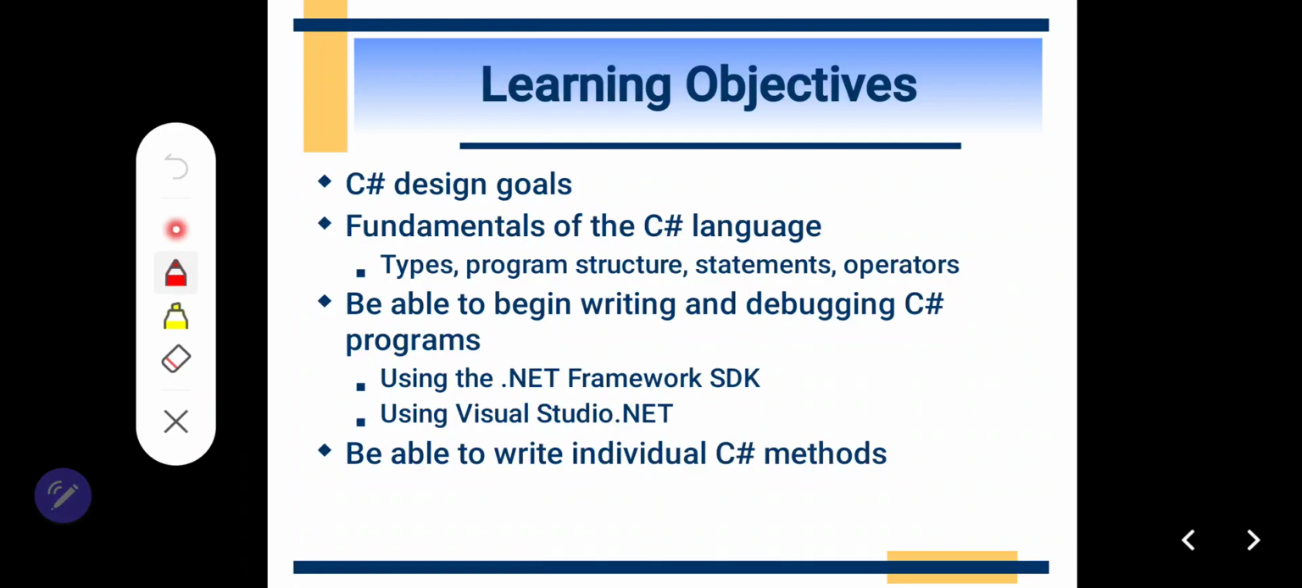Learning objectives. C# design goals. Fundamentals of the C# language. Be able to begin writing and debugging C# programs, and be able to write individual C# methods. For the fundamentals of the C# language: types, program structure, statements, and operators. And for writing and debugging C# programs: using the .NET Framework SDK and using Visual Studio.NET.